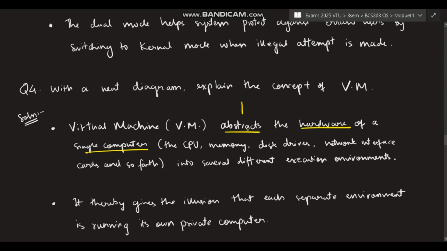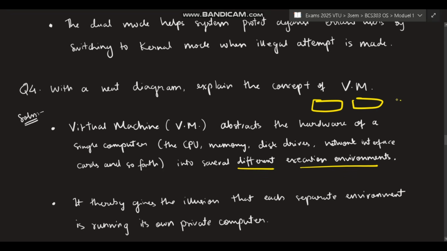Abstract means it takes an imaginary image of real machine hardware. You can take it as a copy. A virtual copy means an imaginary copy of the hardware, like the CPU, memory, disk drives, network interface cards, and so forth. All these things, an imaginary image will be created in the memory, into several different execution environments.